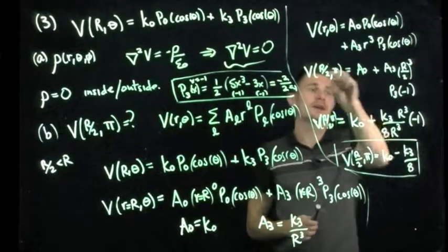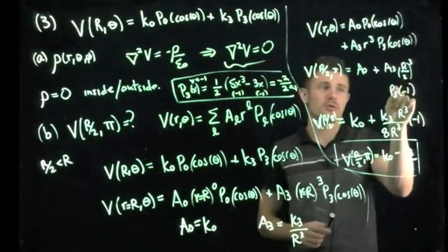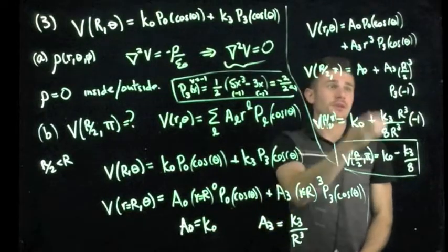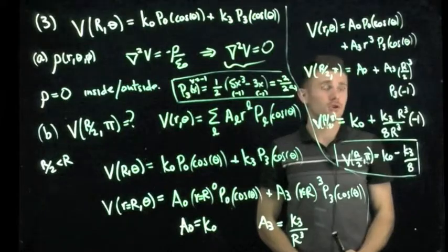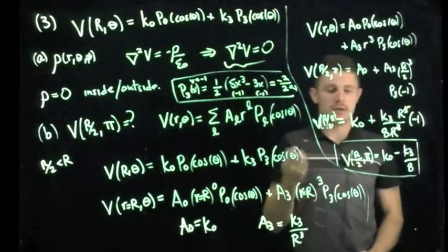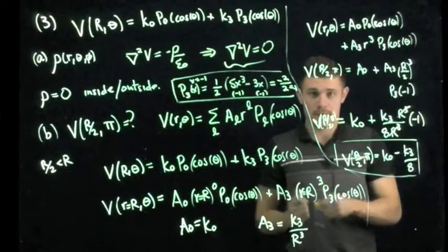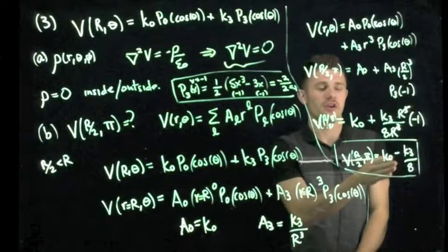And that allows us to plug that value into our Legendre polynomial, our fourth Legendre polynomial p3. And then simply have to plug in a naught, plug in a3, expand this r over 2 cubed term, and do some cancellation. Cancel r cubed and r cubed. And we end up with the final potential at the position r over 2 and pi is equal to k naught minus k3 over 8.